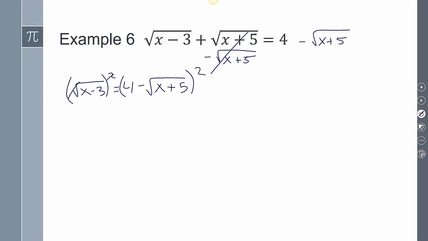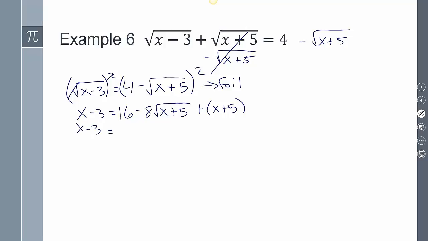And so the square root and the square cancel out, and so I get x minus 3 equals 16 minus 8 root x plus 5 plus x plus 5 there in parentheses. Now I know I did that and I kind of expanded it, but if you want to FOIL for this, you can double check the math there just to verify that. And so I have x minus 3 equals, now the 5 and the 16 come together, so that gives me 21 minus 8 square root of x plus 5 plus x.